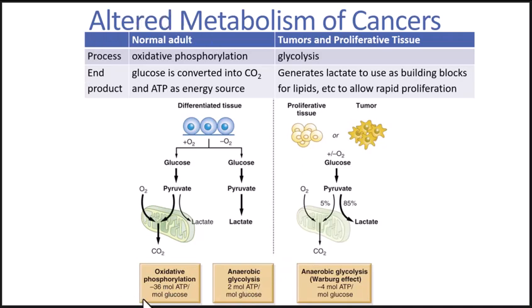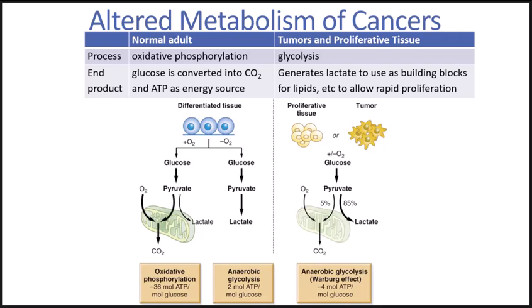Now, this is under normal circumstances. Tumors and other proliferative tissues actually use anaerobic glycolysis, which produces lactate as a byproduct. And this is actually going to be used as a building block for tumors, which allows for rapid proliferation. The process is called the Warburg effect, which is listed down here. And this causes the doubling of the normal 2 ATP that we would see under normal circumstances from anaerobic glycolysis, doubling it to 4 ATP.